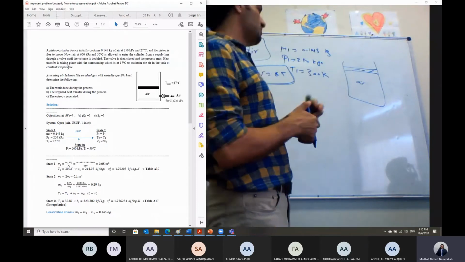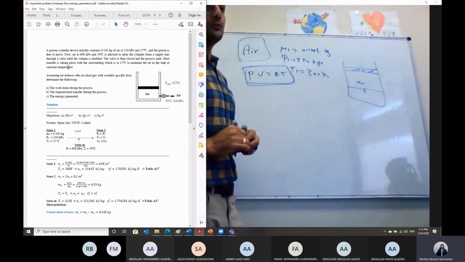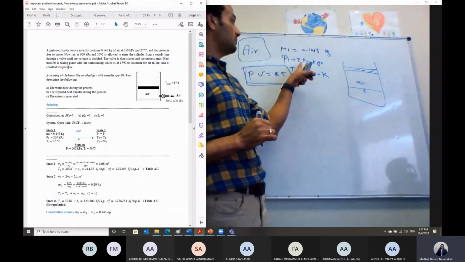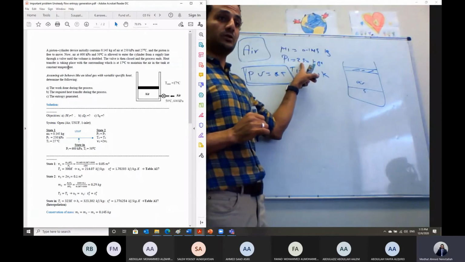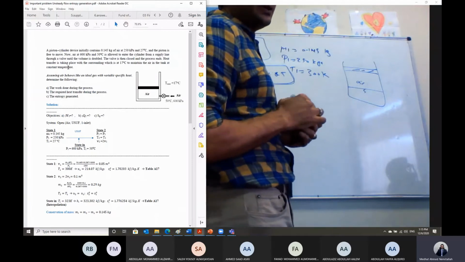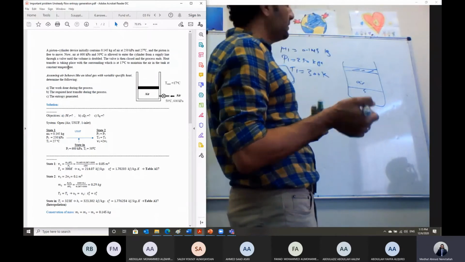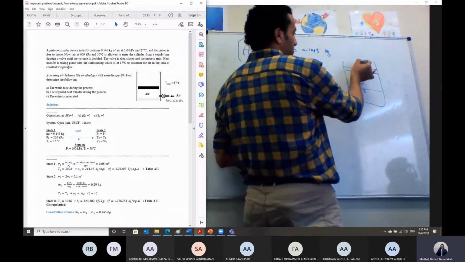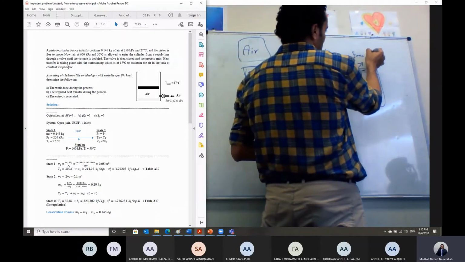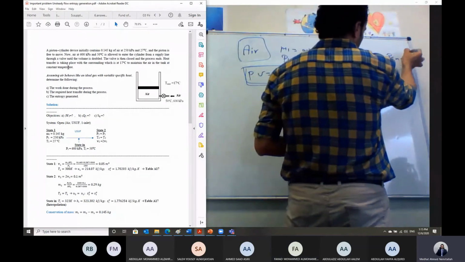So we have an initial amount of air existing in a cylinder. The initial mass is equal to this value, and we have the value of pressure. So this is the initial pressure P1, and the temperature T1 is equal to 300 Kelvin. Okay. He said now the piston is free to move. What does it mean if the piston is free to move? Pressure is constant. So in this case, the pressure will be constant.